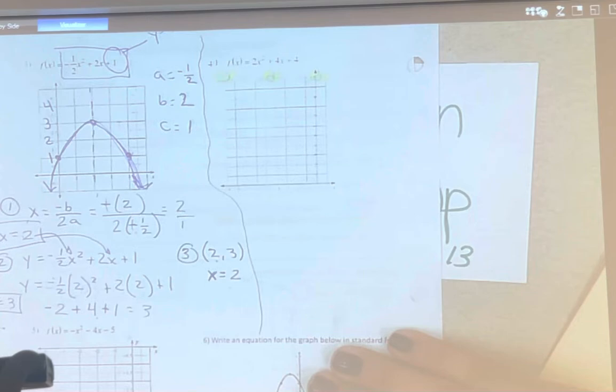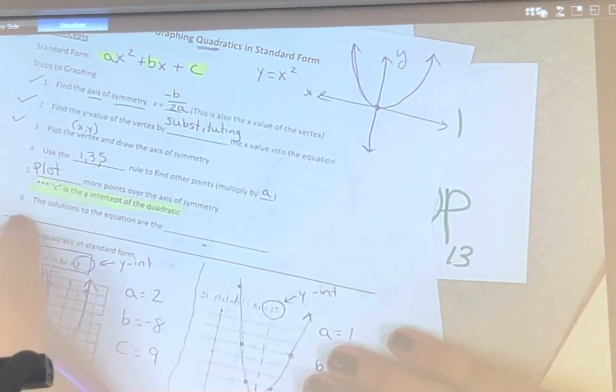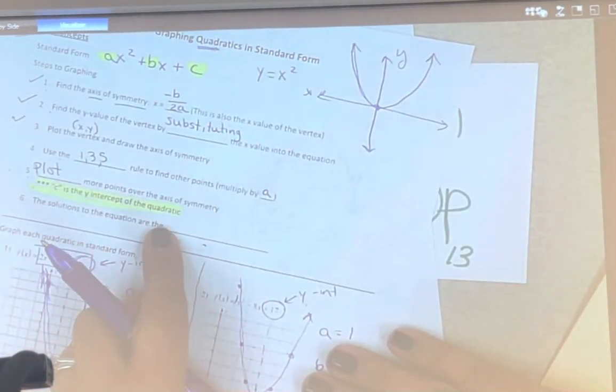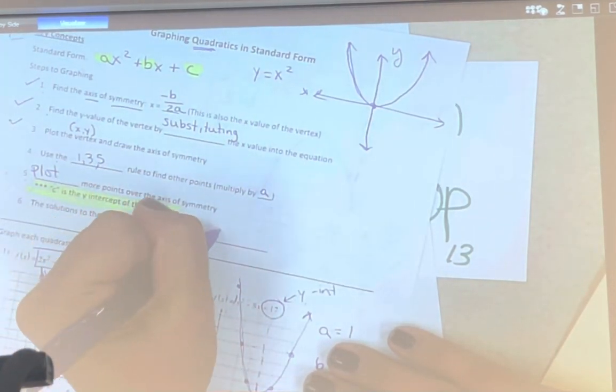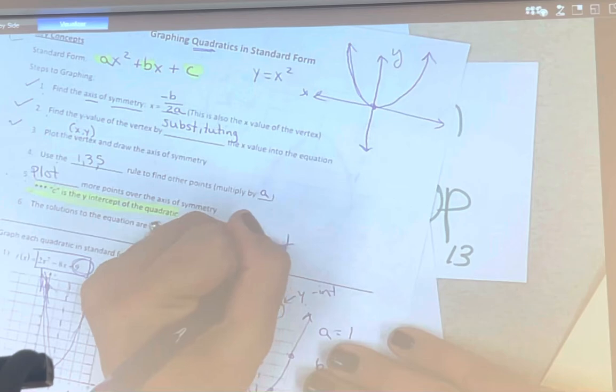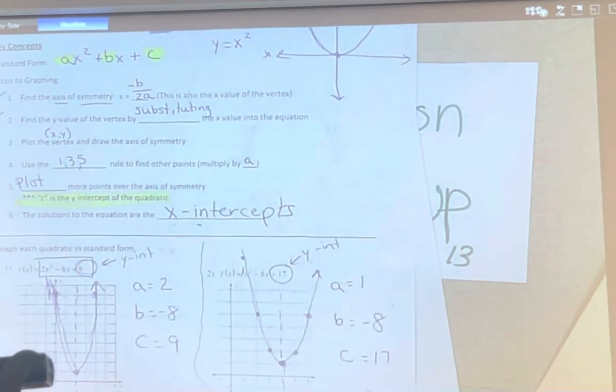So one thing I did not cover on this side was that the solutions to the equation are, and you can write this down, x-intercepts. That's going to come in handy later in your life, possibly.